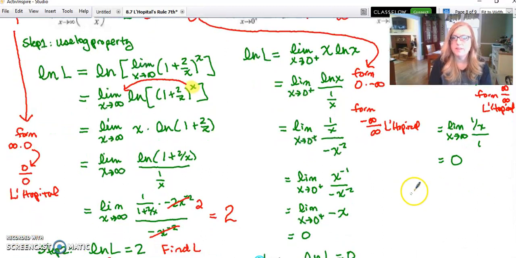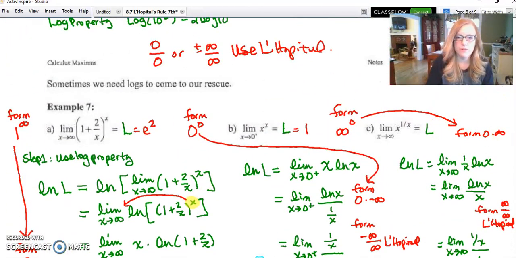And then remember, last step, step 2, that's the part that you forget all the time. That's the ln of L is 0. E to the 0 equals L, so L in this problem is also 1. All right, and so that will finish up our L'Hopital notes.